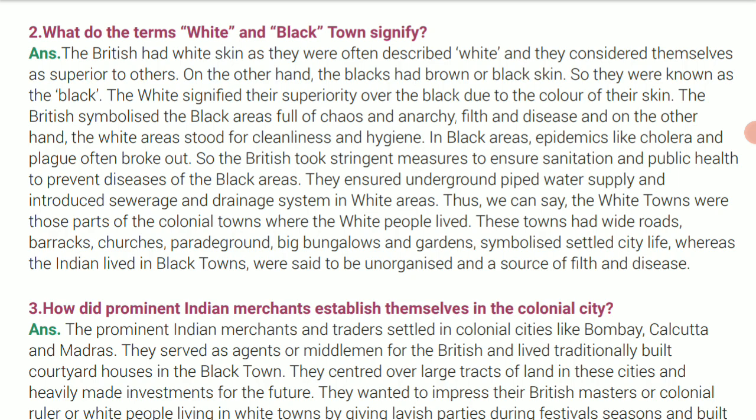In black areas, epidemics like cholera and plague often broke out. So the British took stringent measures to ensure sanitation and public health to prevent disease. They ensured underground piped water supply and introduced sewage and drainage systems in white areas. Thus, we can say that white towns were those parts of the colonial towns where the white people lived. These towns had wide roads, barracks, churches, parade grounds, big bungalows, and gardens. They symbolized settled city life, whereas the Indians lived in black towns, which were said to be unorganized and a source of filth and disease.